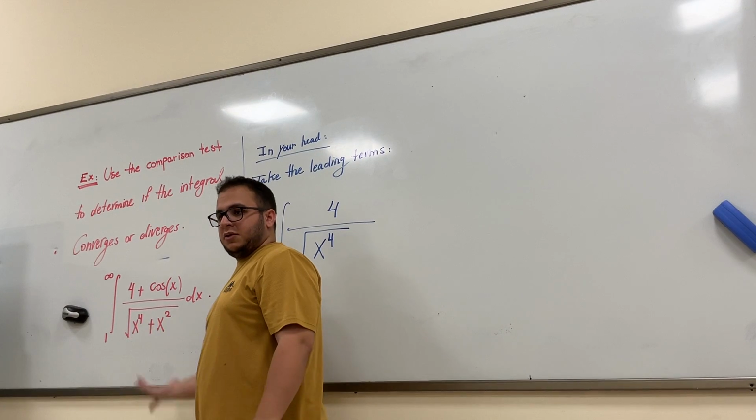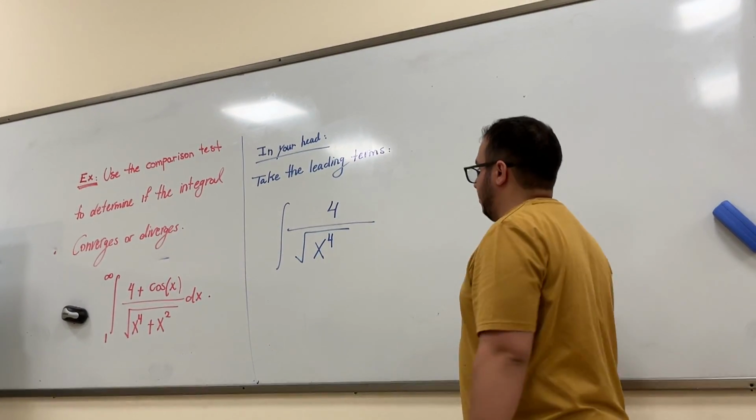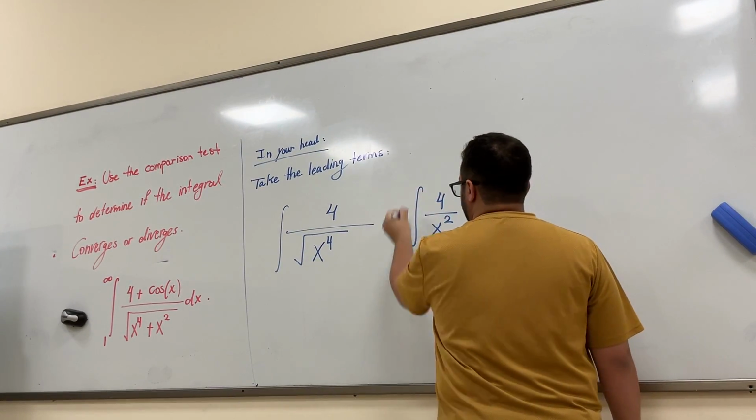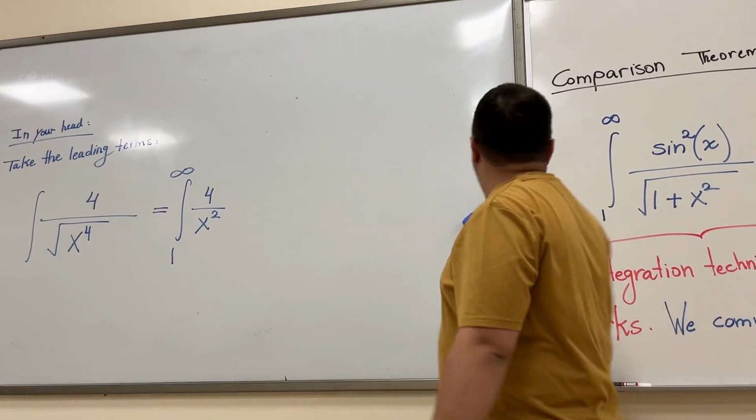What's wrong? No, it's under the root. Okay, under the root. Give the root. What does this become then? 4 over x squared from 1 to infinity, right? Yes. Does this converge or diverge?